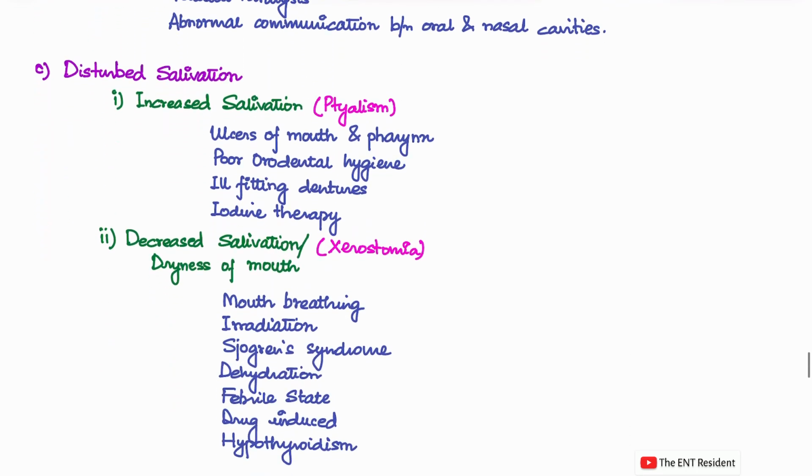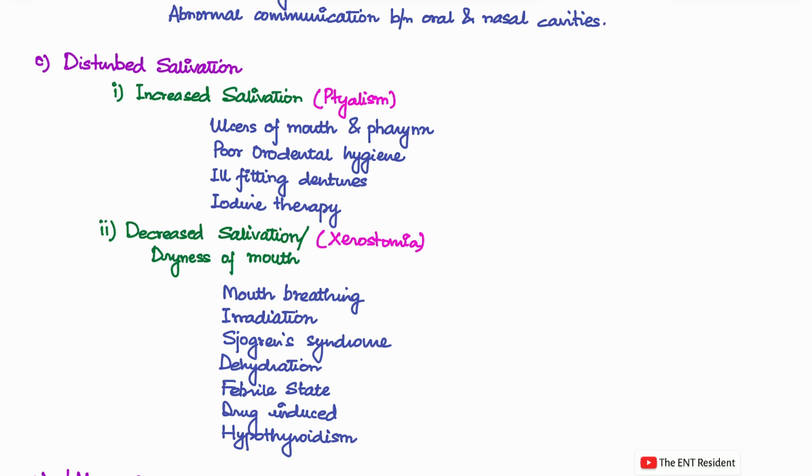Third is disturbed salivation. Now, here you can either have increased salivation or you can have decreased salivation or dryness of mouth. So, increased salivation is also known as ptyalism. A few causes are ulcers of the mouth and pharynx, poor orodental hygiene, ill fitting dentures, or iodine therapy. This is a very important cause, iodine therapy. Decreased salivation or dryness of mouth can be seen in mouth breathing, like patients who have adenoid facies and they complain of mouth breathing. You will see that as a result of breathing through the mouth, their mouth ends up drying up a lot. So they have dryness of mouth.